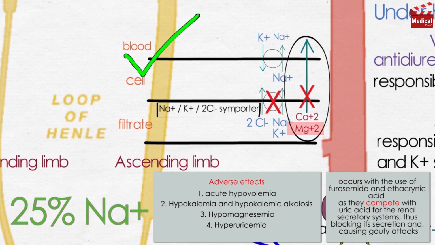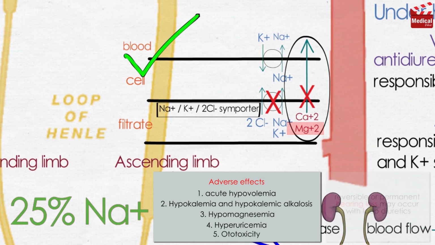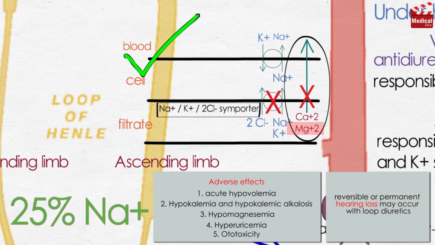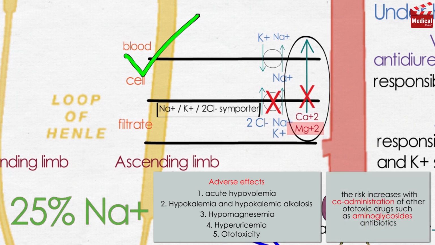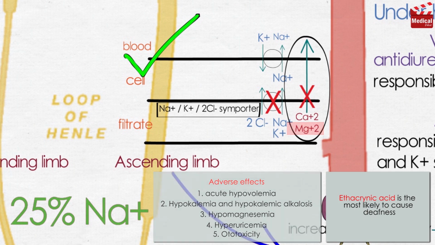Hyperuricemia occurs with the use of furosemide and ethacrynic acid, as they compete with uric acid for the renal secretory systems, thus blocking its secretion and causing gouty attacks. Ototoxicity, reversible or permanent hearing loss, may occur with loop diuretics, and the risk increases with co-administration of other ototoxic drugs such as aminoglycoside antibiotics. Ethacrynic acid is the most likely to cause deafness.